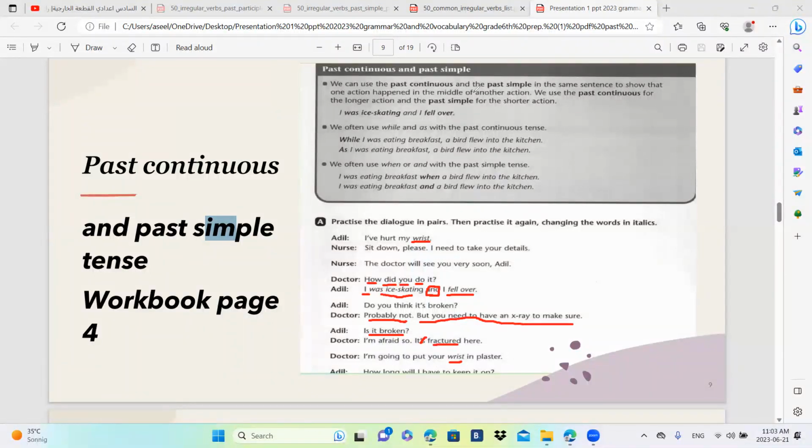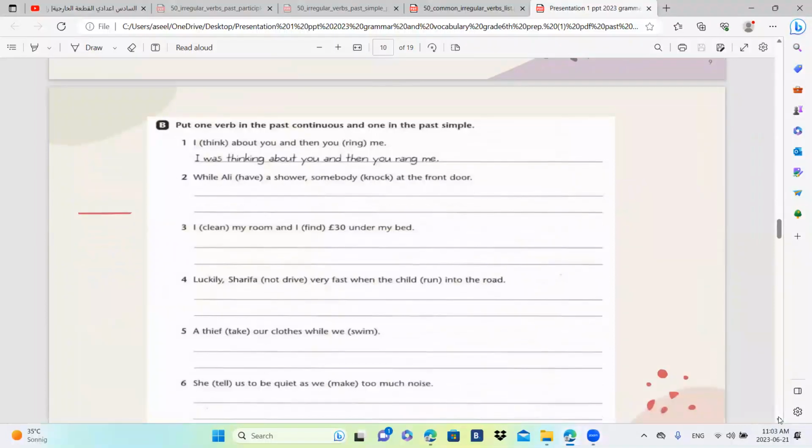Okay, that's what we have here. Let's go to the other page. They also want you, from the book, to put one verb in the past continuous and one in the past simple tense, like the example given. I think about you and then you ring me. So first I was thinking about you and then you rang me. Because of and, we need to write past simple tense and before it past continuous. With while, what do we need to write?